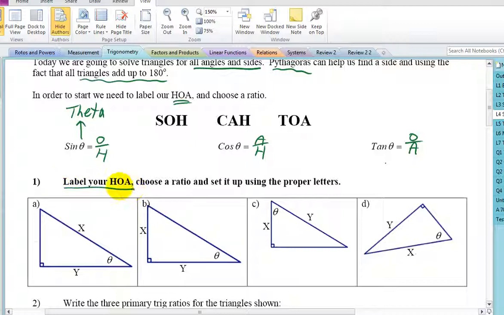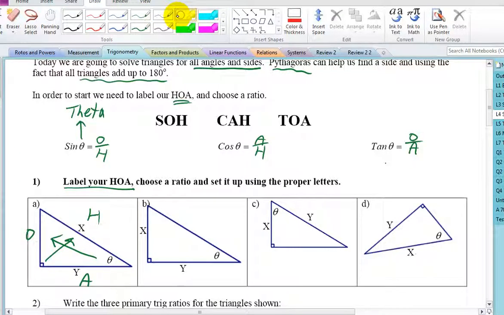Label your HOA. So for number 1, I would start with my H, then I would draw a line to my O, and the last one is A. And so I have to then choose my ratio. I'm going to look at this and figure, hey, X and Y are the sides that are interesting to me. I either know them or want to find them. So then I can set up my ratio. I pick A and H. A and H would be CAH. So that's the one I have to use, CAH.